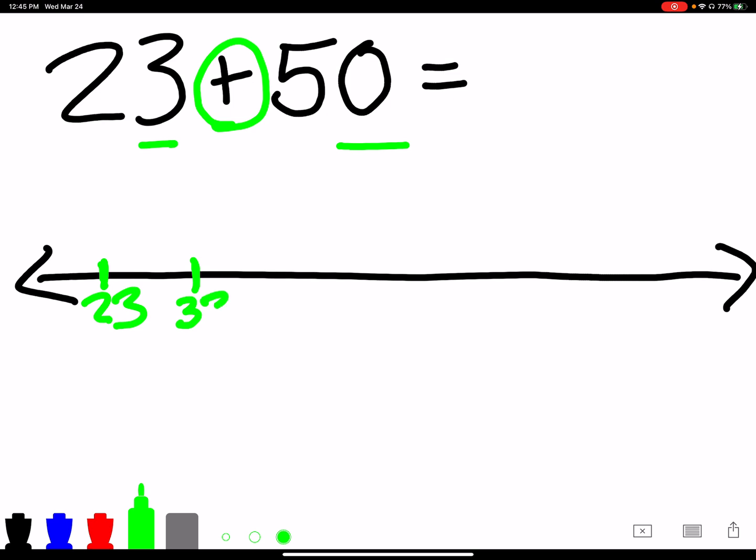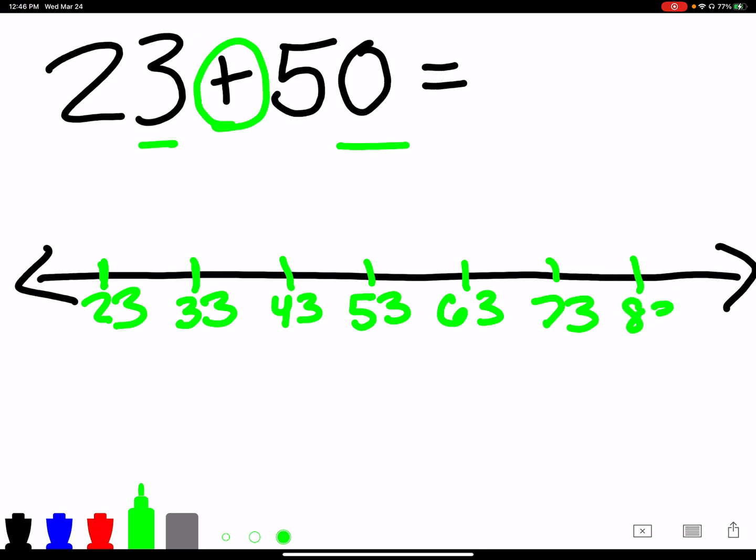23, 33, 43, 53, 63, 73, 83, and 93. And I'm going to pause there because I don't think we'll go past 100. Have you noticed how, since I want to keep my number in the ones place the same, we have 3 in our ones place? So I'm going to do 23, 33, 43, 53, 63, 73, 83, and 93.